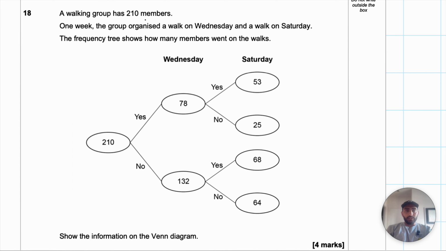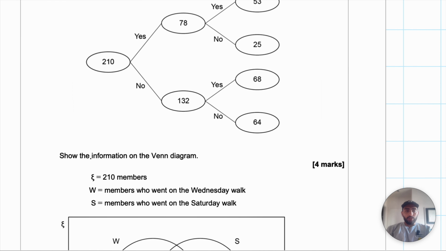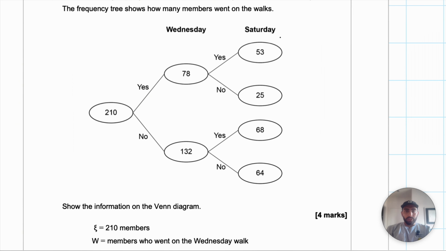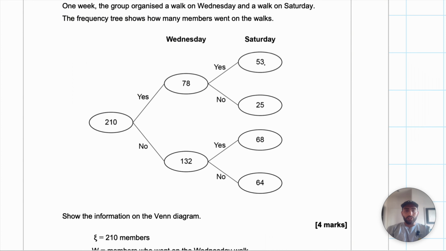Question 16. A walking group has 210 members. One week, the group organized a walk on Wednesday and a walk on Saturday. The frequency tree shows how many members went on the walks. Show the information on the Venn diagram. So we've got W, which is the members who went on the Wednesday walk, and S, which is the members who went on the Saturday walk. So all we're doing here, we're interpreting this frequency tree, and we're trying to figure out which numbers go where.